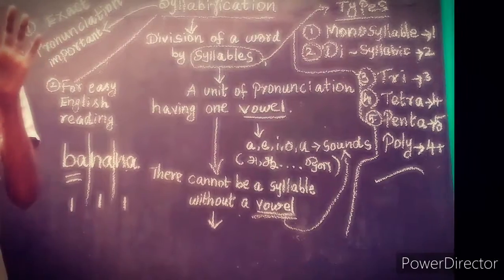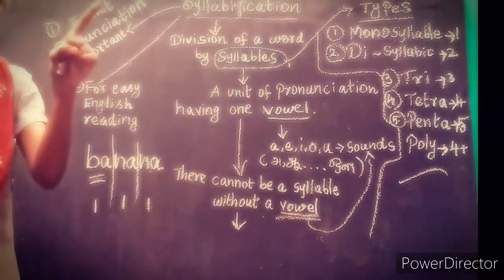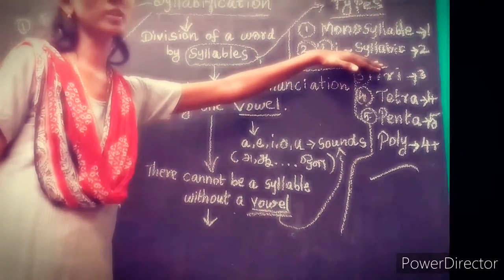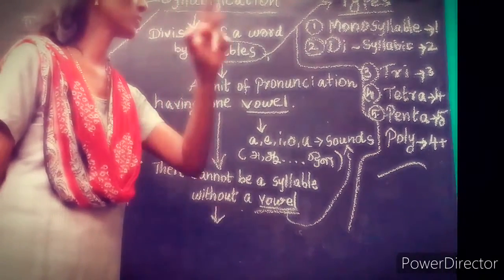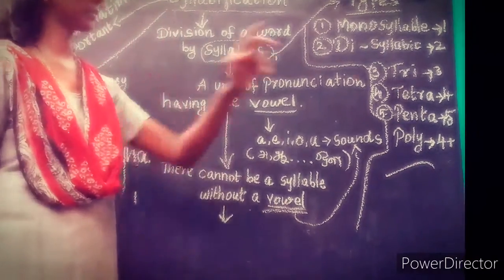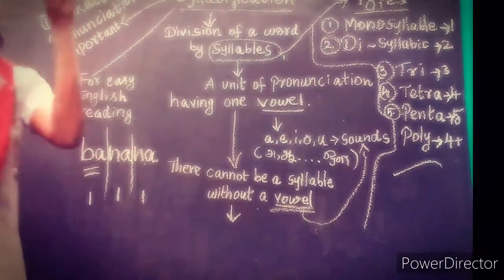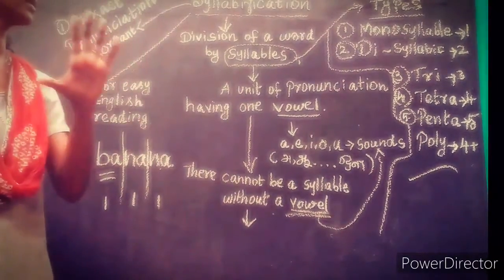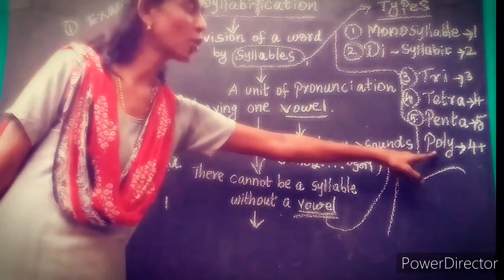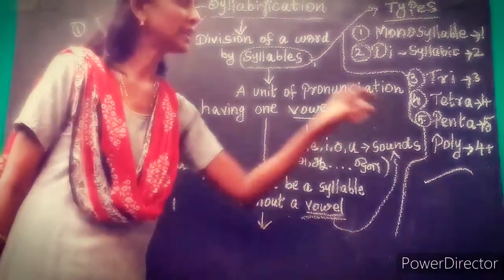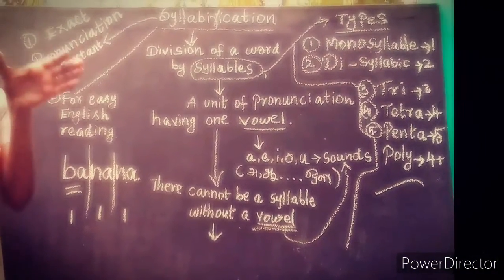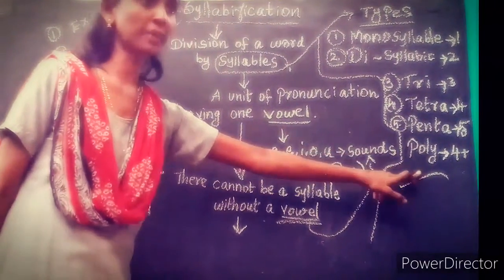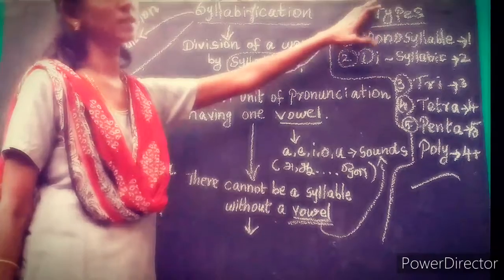What is a monosyllabic word? A word which has one syllable is called a monosyllabic word. Then what is a disyllabic word? It has two syllables. Okay. Trisyllabic, three syllables. Tetrasyllabic word, it has four syllables. Pentasyllabic word, it has five syllables. And what is it called, a polysyllabic word? If a word has four and above four syllables, it is called a polysyllabic word. These are all the types of syllabic words.